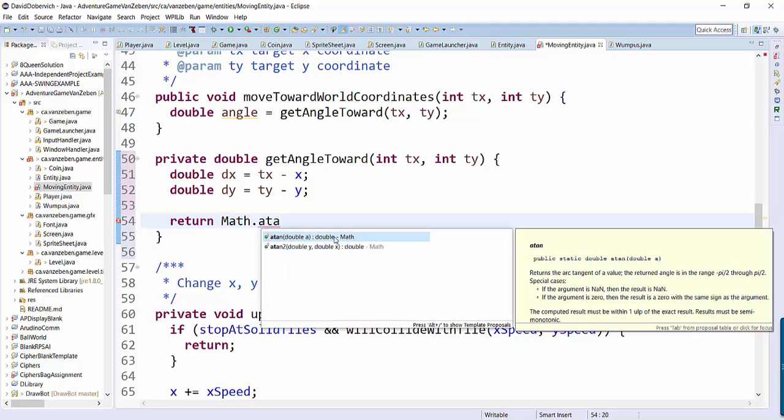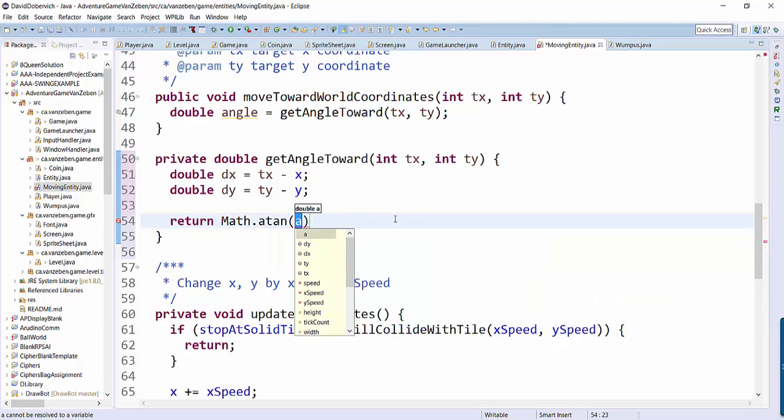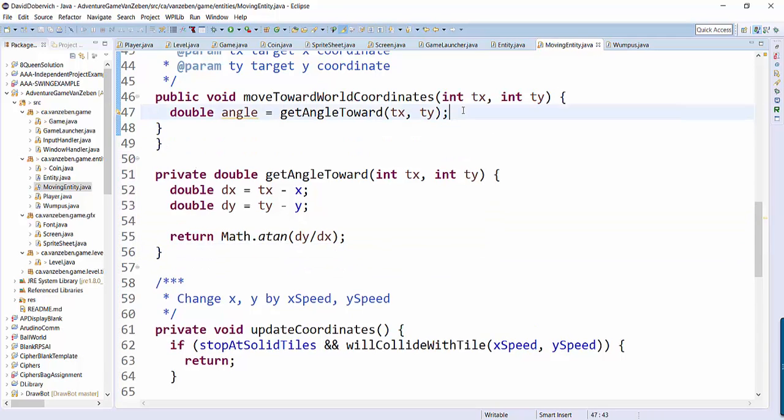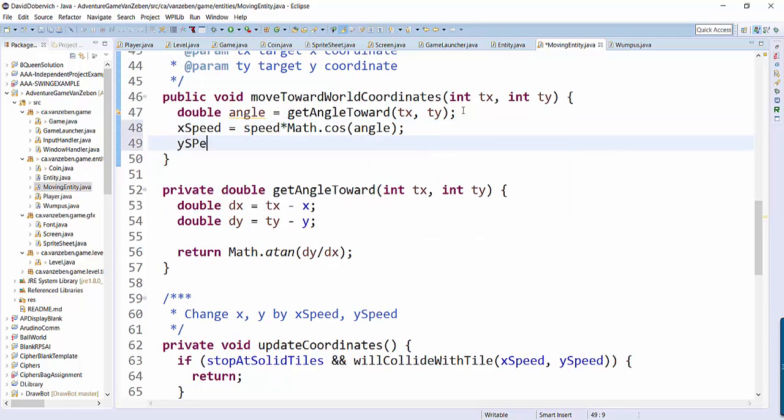math.arctangent. Let me just look at how arctangent looks. It looks like A is my angle. No, that doesn't make sense. A must be the ratio. Okay, so it's going to be dy divided by dx, and that should return the angle. Now that I've got my angle, I'm going to set my x speed to be speed times the cosine of the angle, and my y speed to be speed times the sine of my angle.